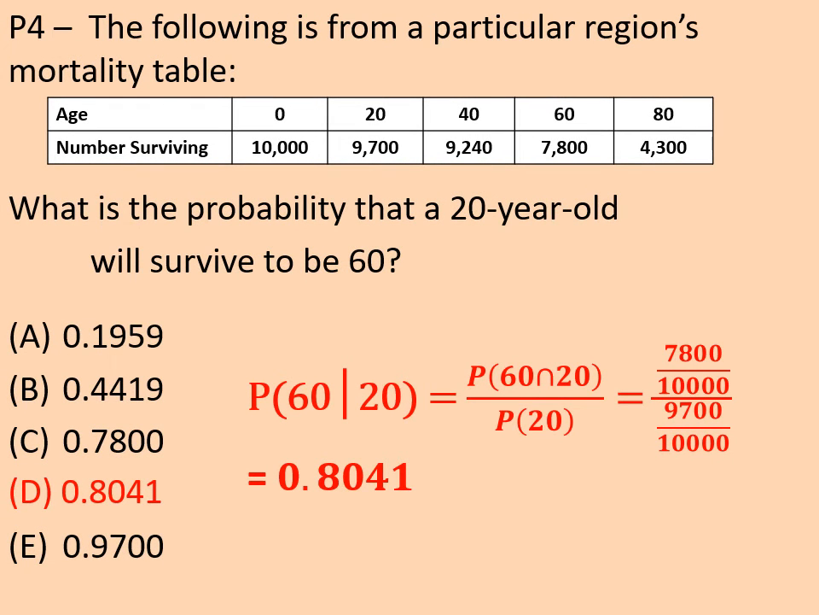Okay, so this is a conditional probability. It's really what's the probability that you live to 60 given that you had already lived to 20. And so our formula would be the probability that you live to 60 and 20, which is really just the same as you live to 60, because if you live to 60, you clearly had already lived to 20, divided by the probability that you lived to 20. And so we get about 80%.